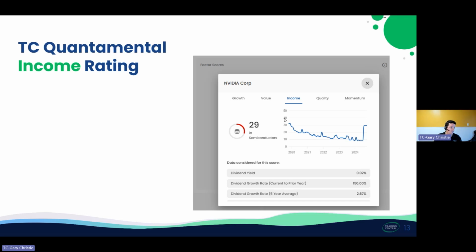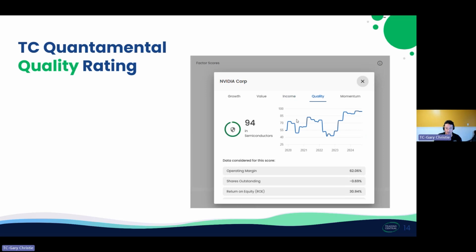We also have the quality rating here. This provides a comprehensive assessment of a company's overall financial health. It takes into account key indicators such as profitability, balance sheet, and reliability of its earnings, and the rating encompasses a range of critical data points. So operating margins are involved here, return on equity, return on invested capital. There's a lot of data here you can't see on this screen. We'll get into the live demo to show you that. Quite interesting.